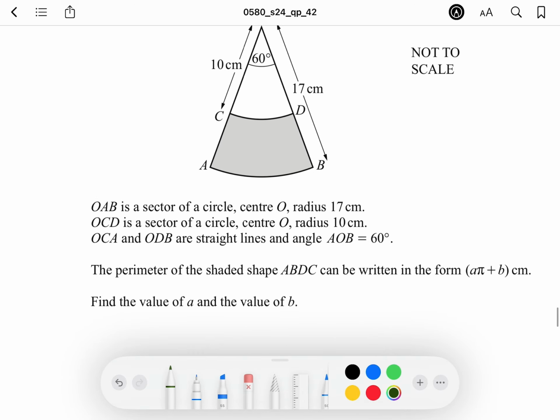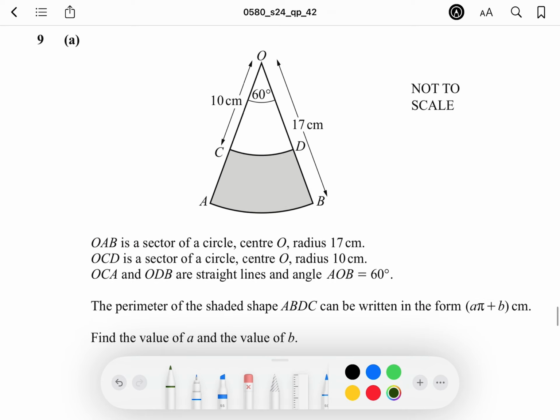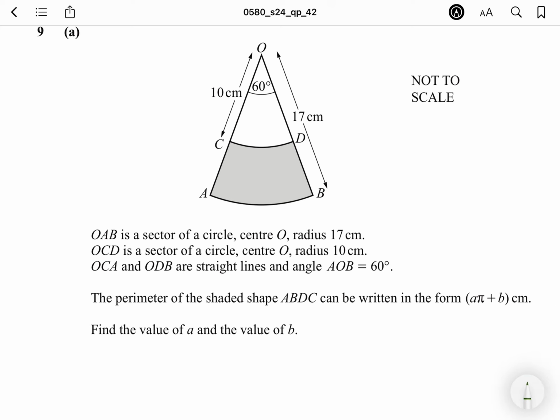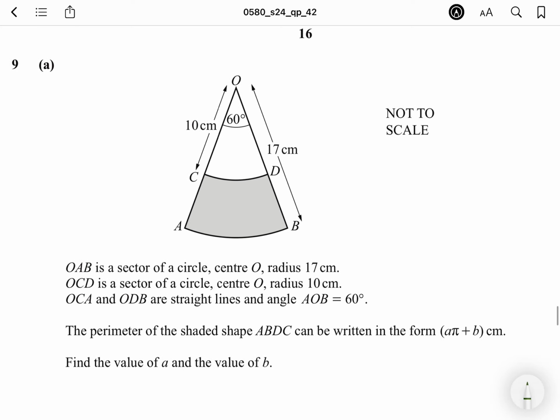Right. Next one. OAB sector of circle, center O radius 17, OCD, OCA, ODB, everything is given there, right? Perimeter of the shaded shape, ABDC, can be written in the form A pi plus B. Find the value of A and find the value of B.